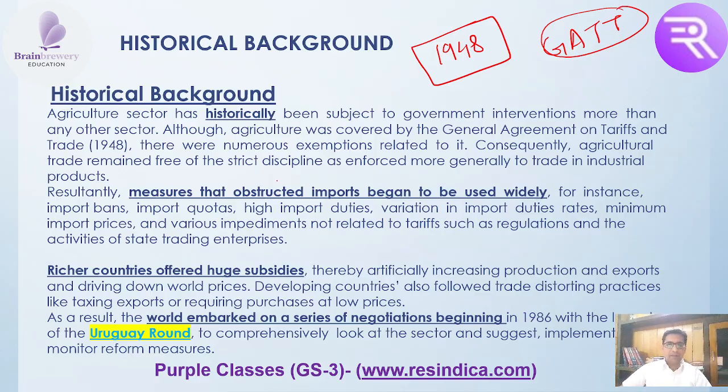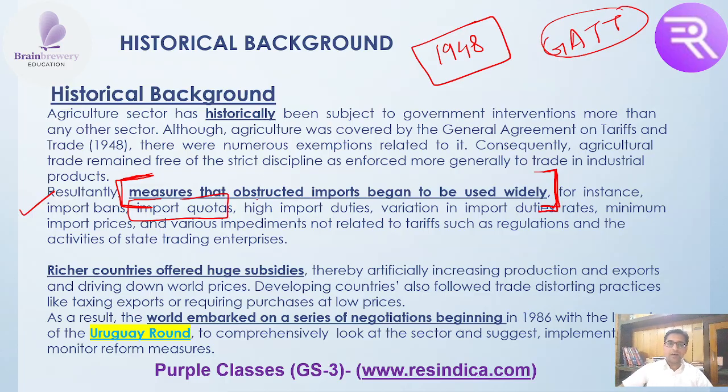Okay, so measures that obstruct imports began to be used widely. During that time, a lot of countries utilized various types of tools to obstruct imports, so that they would not get any imports from other countries and would only export. Like they were using import bans, that means this type of product you cannot sell in our country. Then import quotas, that means you can only sell that much quantity.